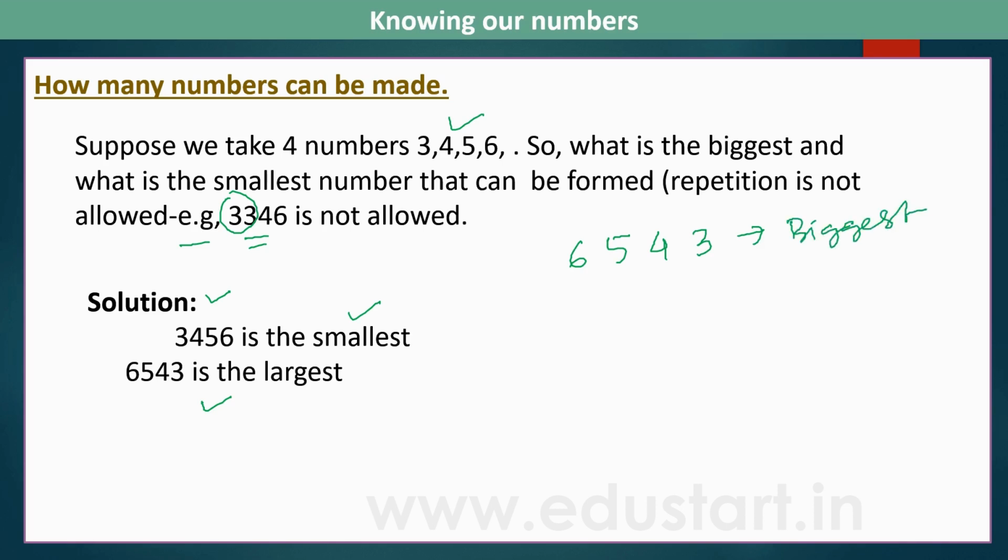Now in order to find the smallest number, what do you do? Put the smallest digit in the biggest place. So 3 in the thousands place, 4 in the hundreds place, 5 in the tens place and 6 in the units place. So this is the smallest number. I think this is clear.